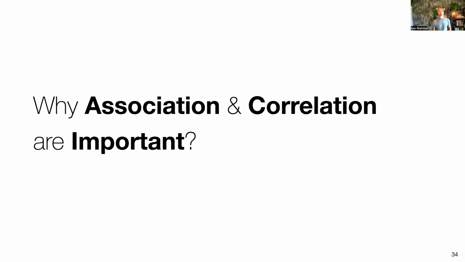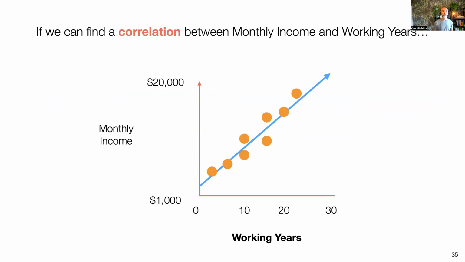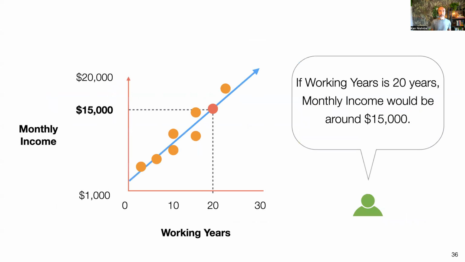Okay, so why are these associations or correlations important? I think here is the real point: if we can find the correlation between two variables, in this case, let's say monthly income and working years, then we can predict or expect a value based on the other variable. In this case, if working years is 20, then we can expect this person's monthly income would be somewhere around $15,000 or so.